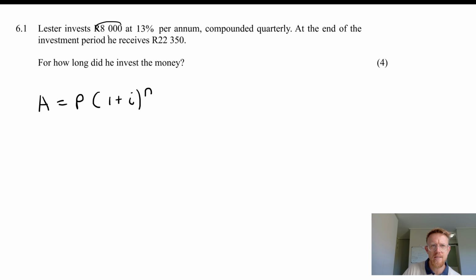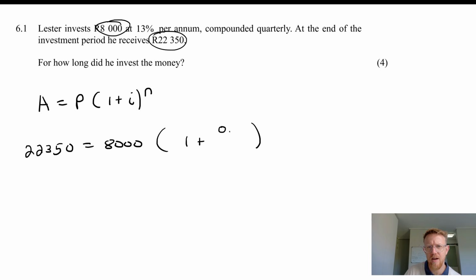Now, the starting amount is 8,000. The ending amount is 22,350. So we just fill that in for A and P. The interest rate is 13%, so I say 0.13. Quarterly means 4 times per year.